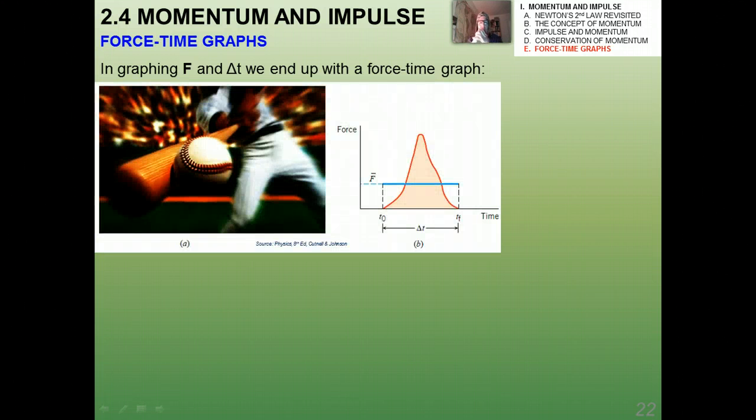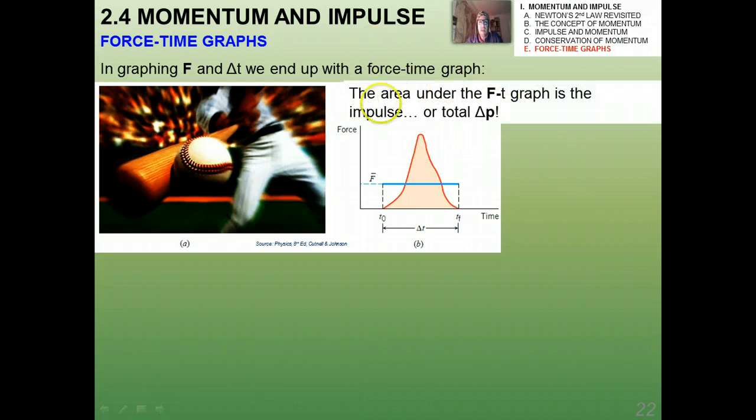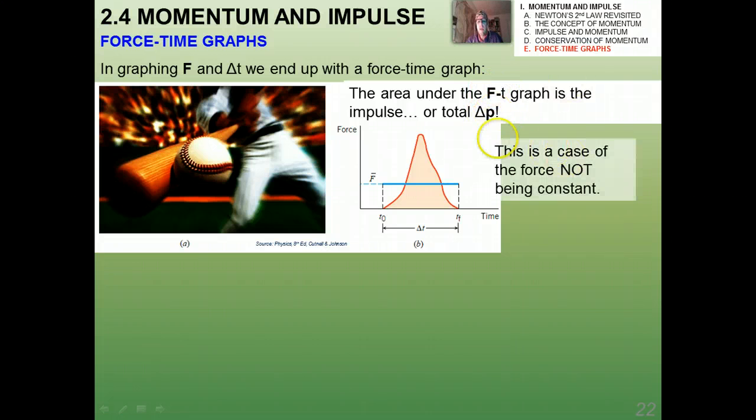Remember, when we dealt with work, we found the area under a force displacement graph, and that was our work. Well, similarly, if we graph F and T, or F and delta T, we end up with what's called a force time graph, and the area under the force time graph is the impulse, or the total change in momentum by the impulse momentum theorem, because F delta T equals delta P, okay?